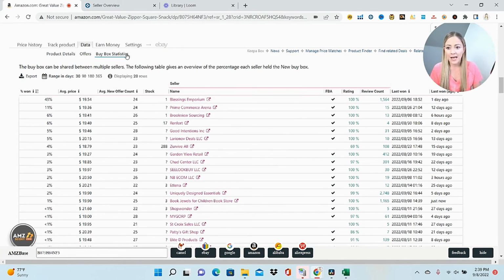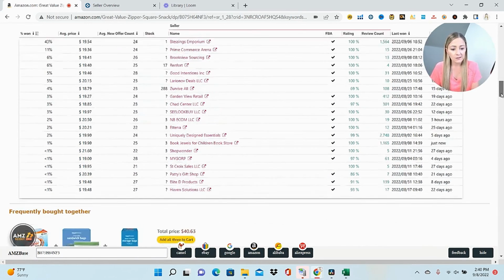Now I'm going to quickly look at the buy box statistics. First thing I notice, there's no Amazon. This is perfect. This is a great listing. I'm not going to have to compete with Amazon. Although this Blessings Emporium, they are winning a lot of the buy box, 43% of the time, there's still a lot of room for other sellers to get sales. So Prime Commerce Arena, they're getting 11% of the buy box wins.